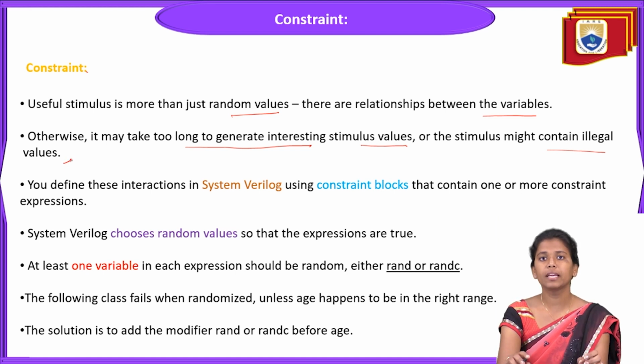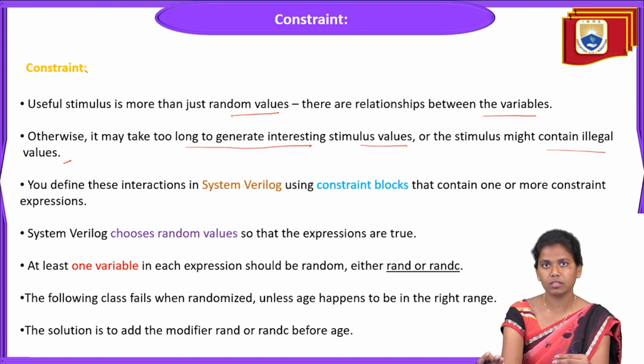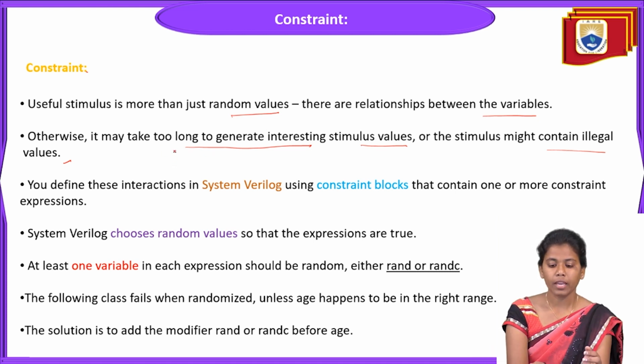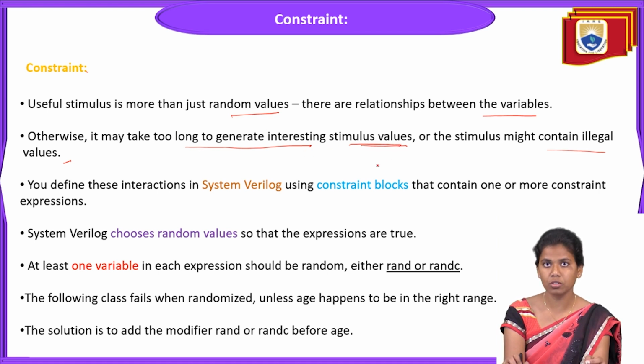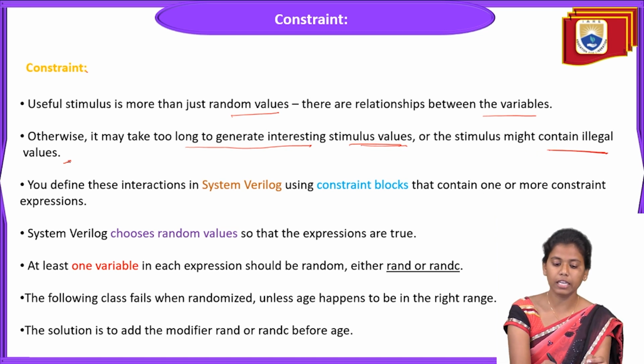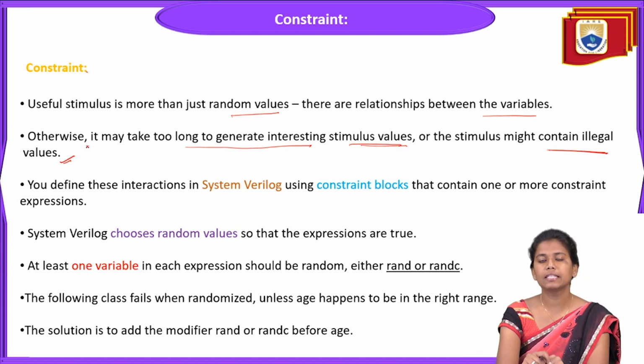Being a designer, we have to set some variables. For each and every constraint that occurs in the designing process, we as designers must set the variables. Otherwise, the variables which are not set by the designers are called illegal variables. So this sentence is saying that it may take too long to generate interesting stimulus values, or the stimulus might contain illegal values. Being a designer, we must be aware of the variables given to the pertaining constraints.